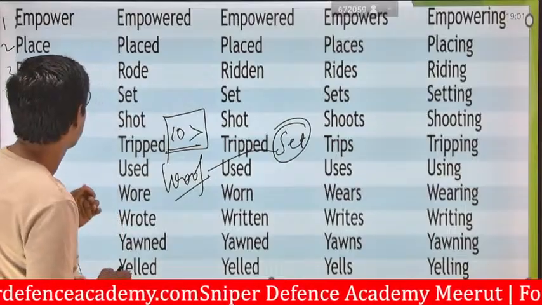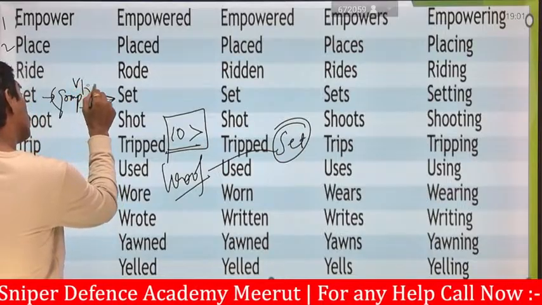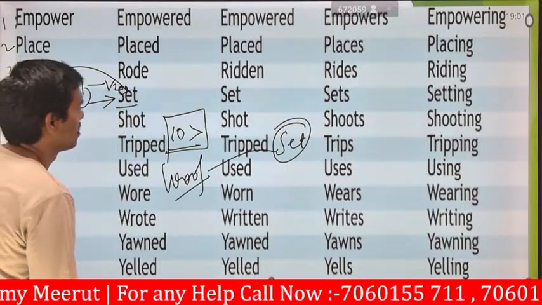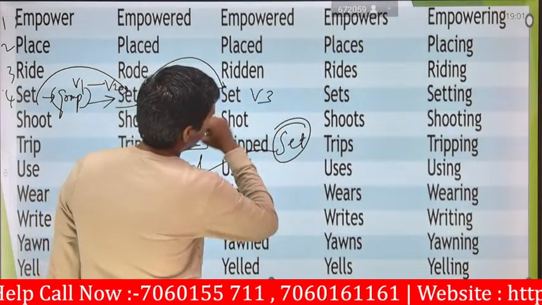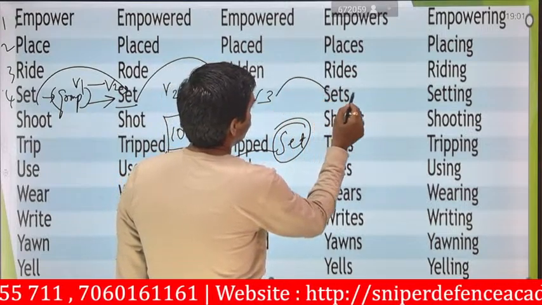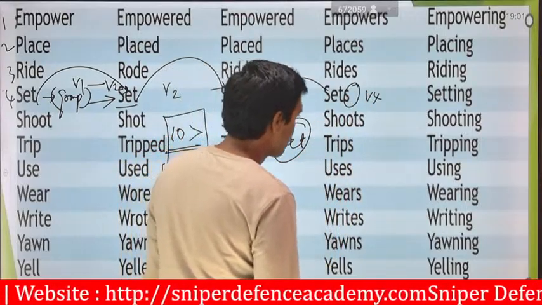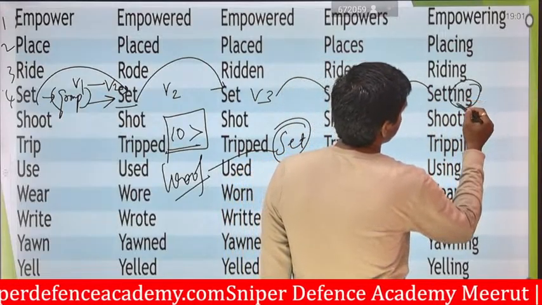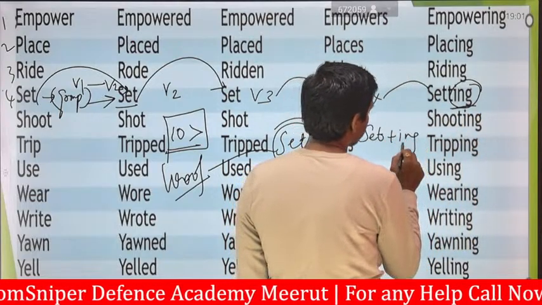Set will be transformed to V2 in terms of the same thing, set. So V1 to V2 will be as it is, set. Set will also be represented as set from V2 to V3. The set will also be expressed from V3 to V4 as sets. S will be added. V4 to V5, the sets will be transferred to setting. What is that? For example, set plus ing gives what?